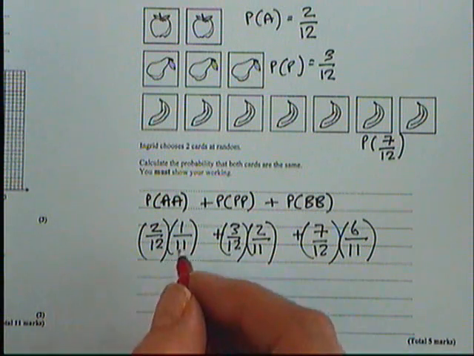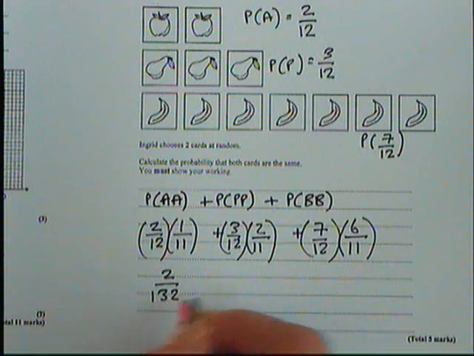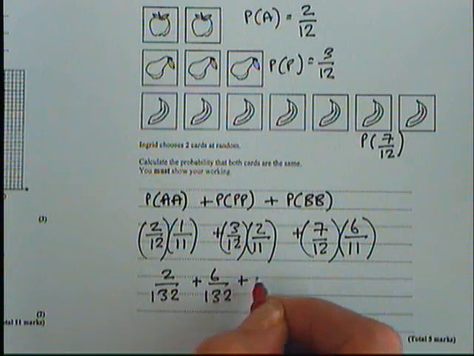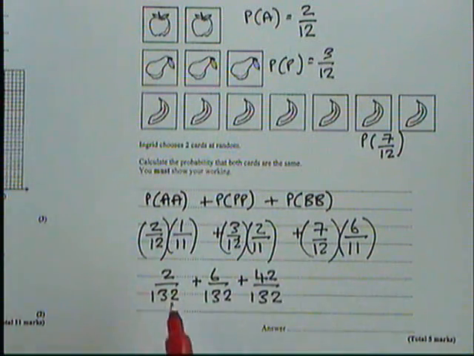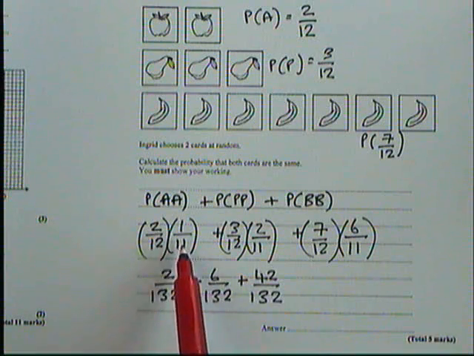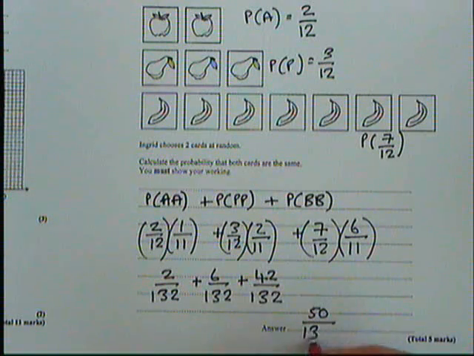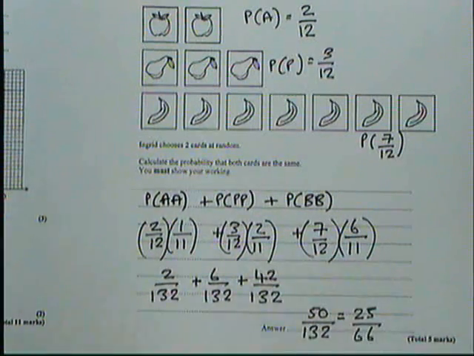So if we add this, 2 times 1 is 2 out of 132, plus 6 out of 132, plus 42 out of 132. I got the 132 by doing 12 times 11, which gives a total of 2 plus 6 plus 42, which is 50 out of 132, which cancels down to 25 out of 66. And the final number is cancelled down to get full marks.